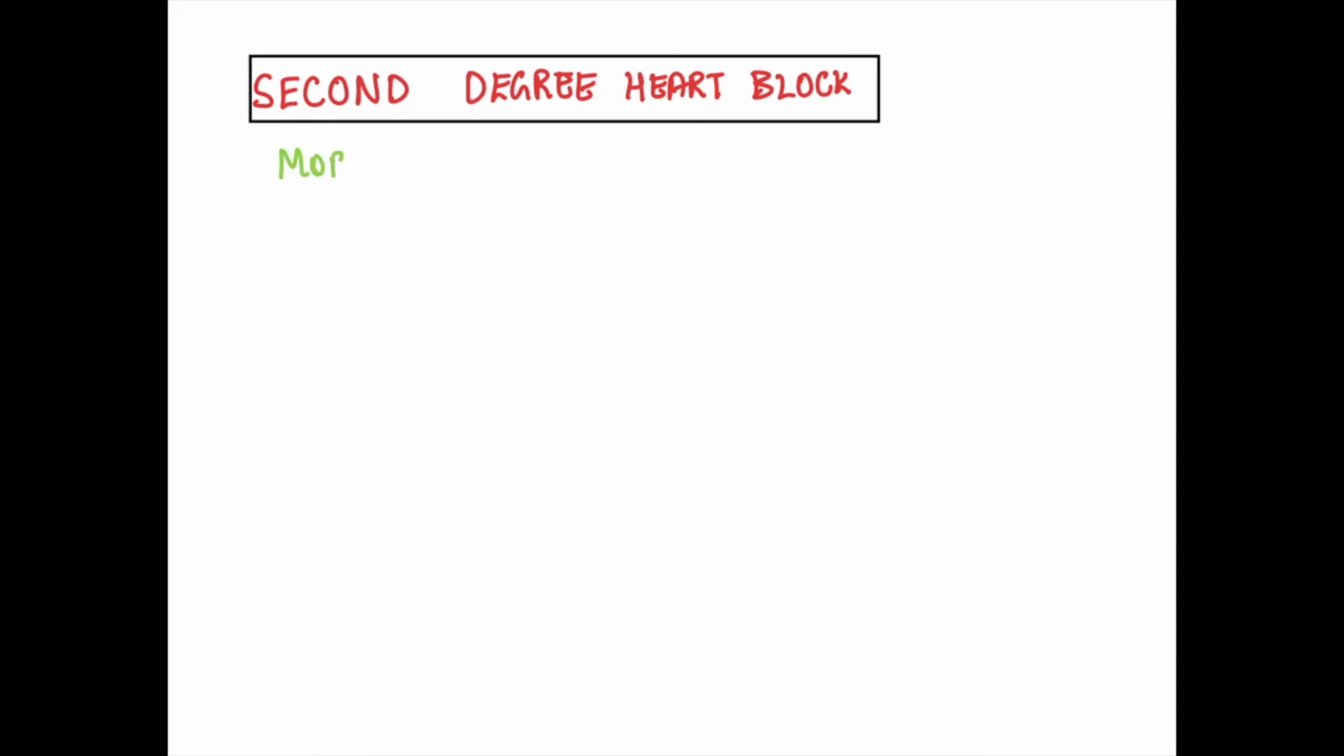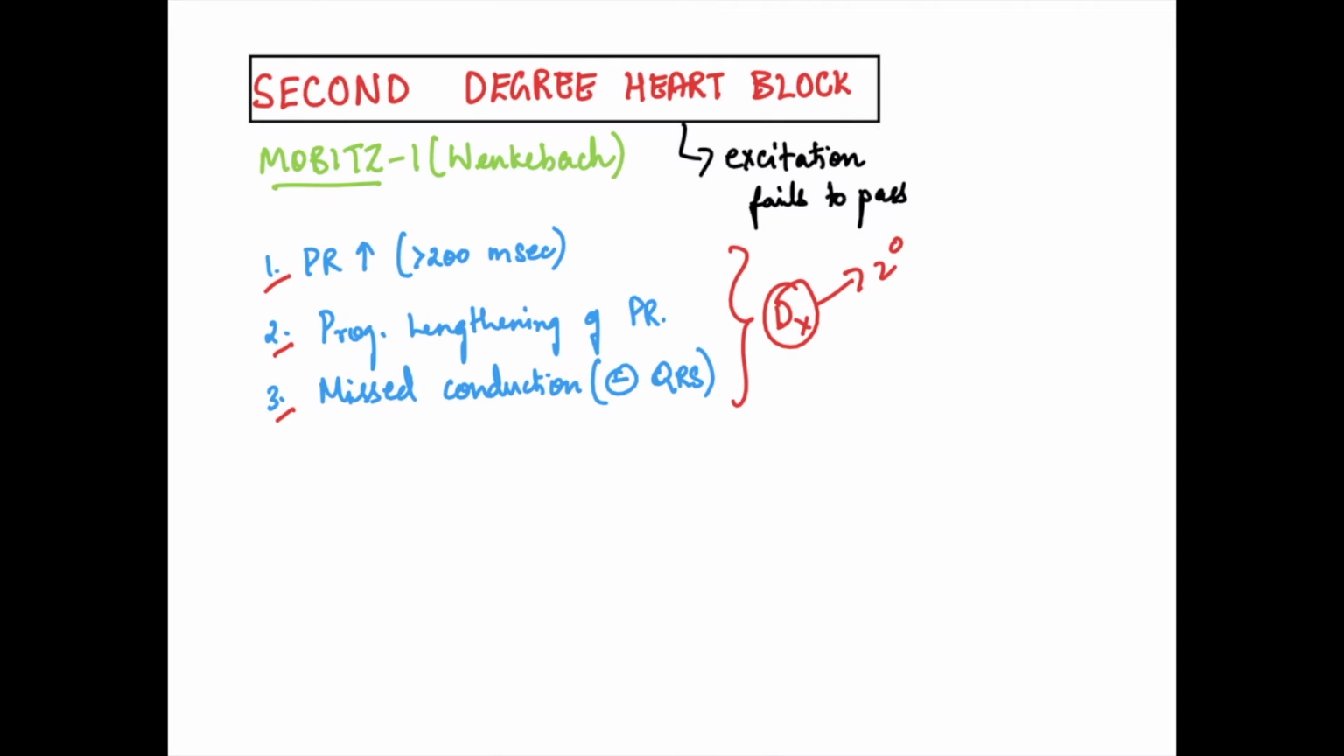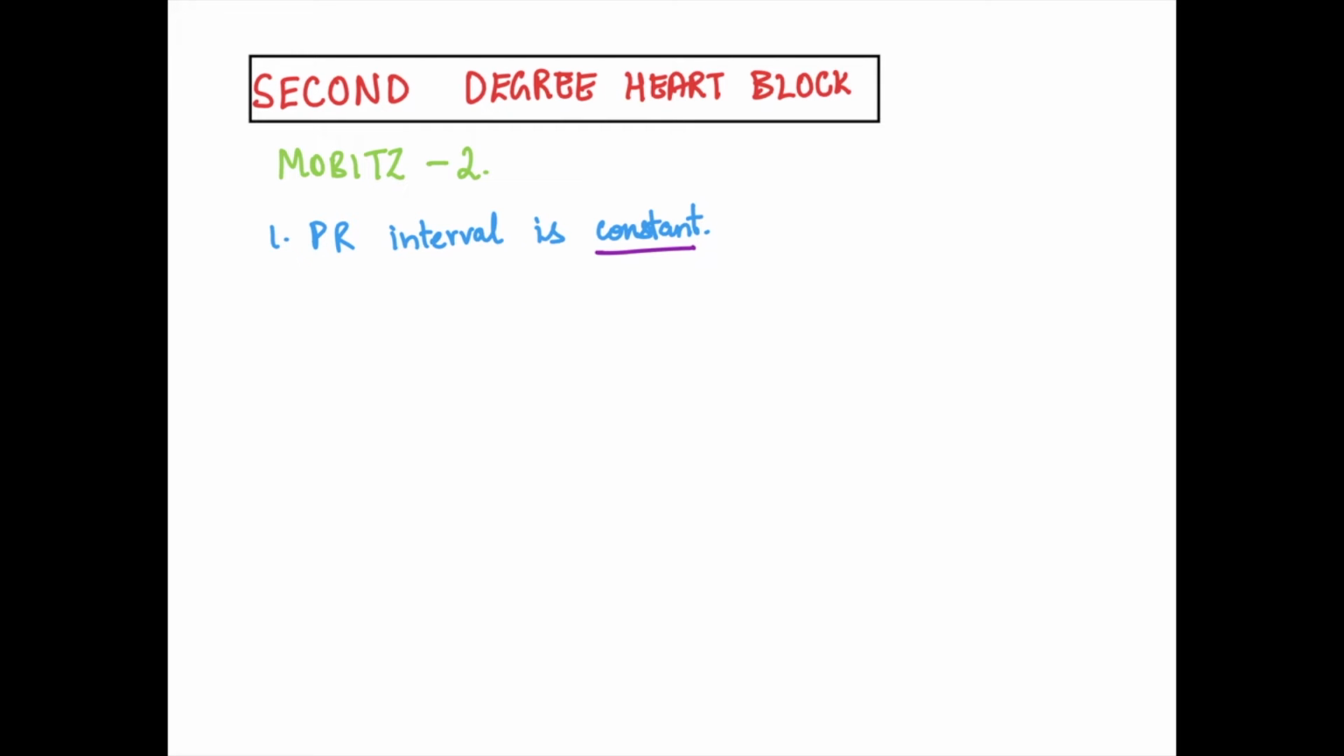So moving on to the next tab, which is Mobitz type 2 second degree heart block. So here's where you get a major difference between type 1 and type 2. So first of all, PR interval remains constant even though PR interval is higher than 200 millisecond, but the PR interval remains constant across the leads. Whereas in Mobitz type 1, you see that there is a prolonged lengthening of PR interval, but in type 2, you see that the PR interval remains constant.